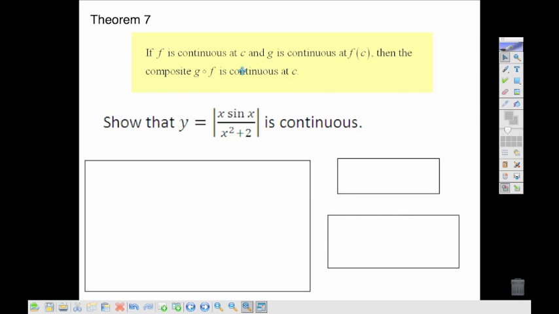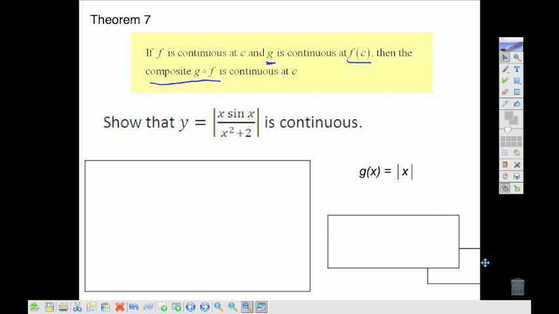Another theorem that we have dealing with continuity is this one here. If we want to look at a composite function, so basically I have a function inside of another function, we know that it's continuous if its parts are also continuous. So here I have f. If it's continuous and it's inside g, which is also always continuous, then I will know that the composite is continuous. For example, I have an absolute value function.